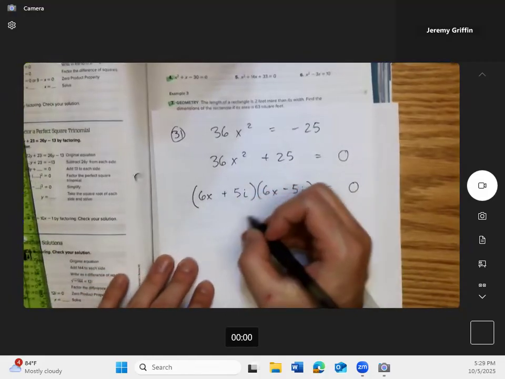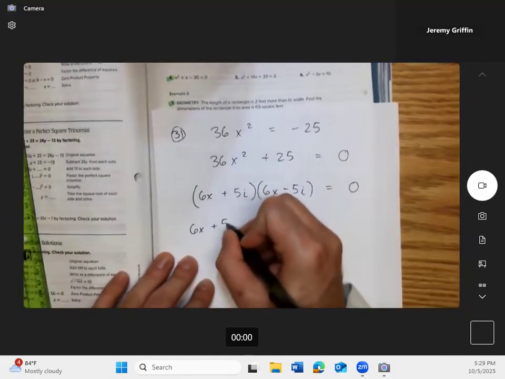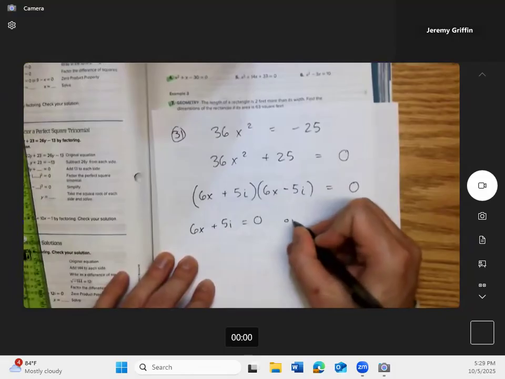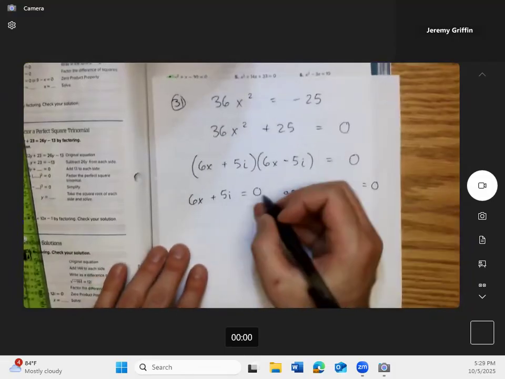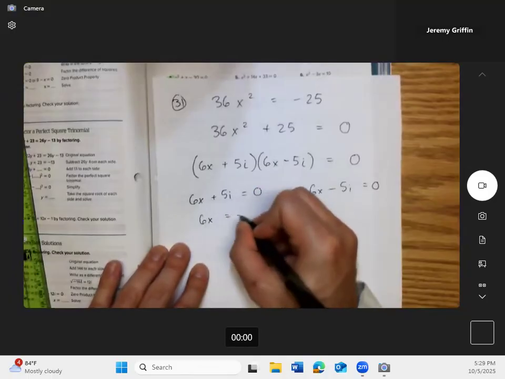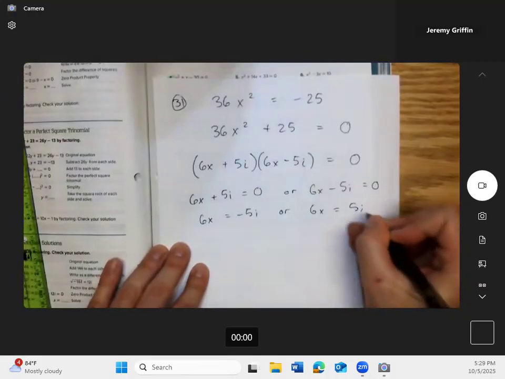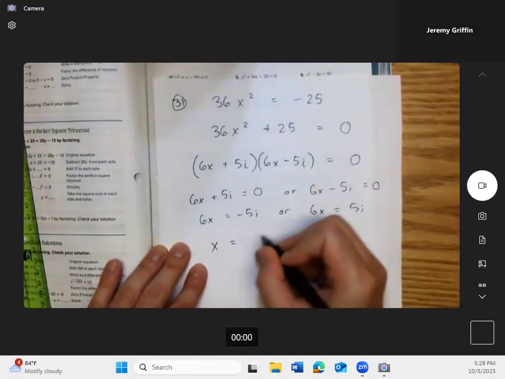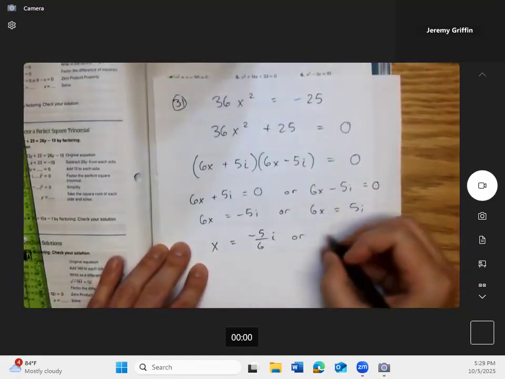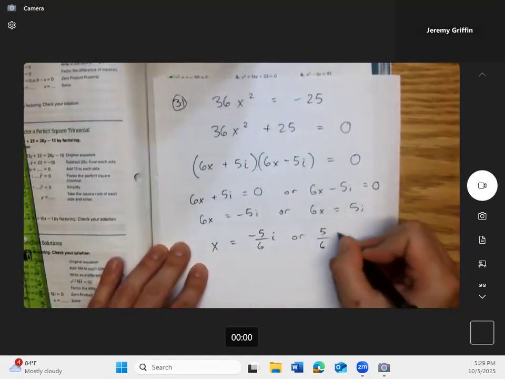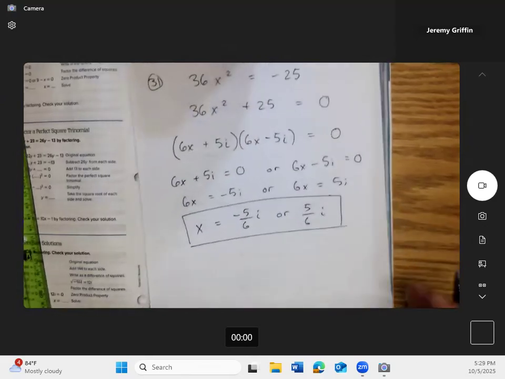5i times negative 5i is positive 25. Yeah, that works. Right, so you either have 6x plus 5i equals 0, or 6x minus 5i equals 0. Right, so 6x equals negative 5i, or 6x equals 5i, so x equals negative 5i over 6, or positive 5i over 6. Right, so let's look at the next one. All right.